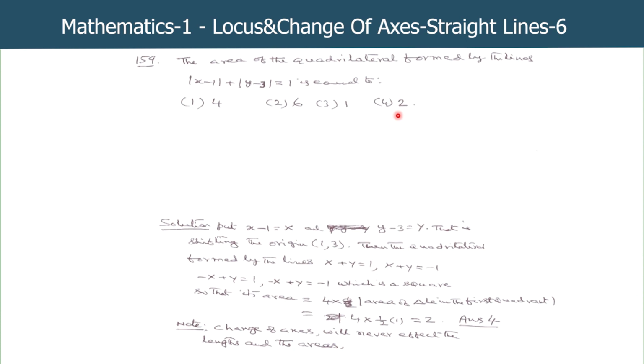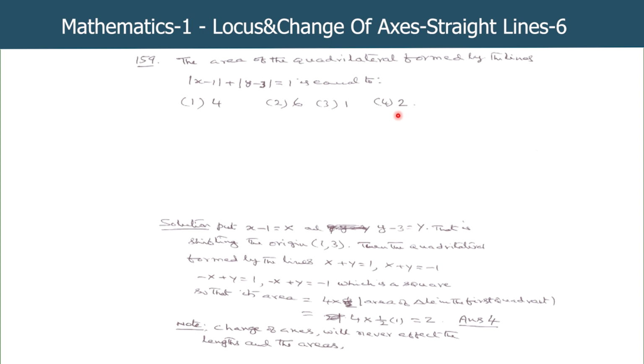So, here by shifting the origin to the point (1, 3), you will know that the equation becomes mod x plus mod y is equal to 1, and you know that mod x plus mod y is equal to 1 represents 4 lines, namely x plus y equal to 1, minus x plus y is equal to 1, x minus y is equal to 1, and x plus y is equal to minus 1, which form a rhombus, in fact a square.